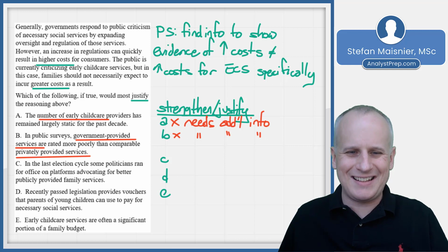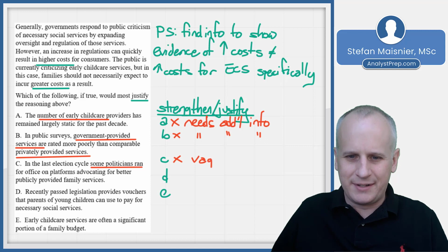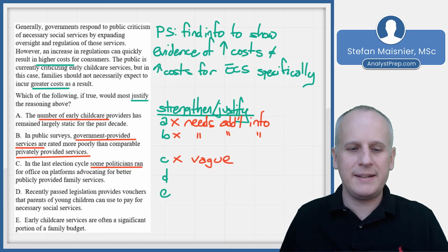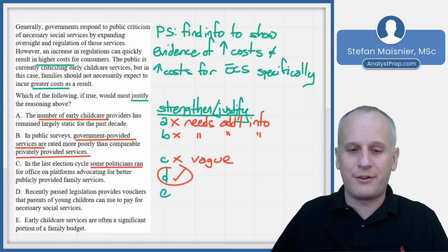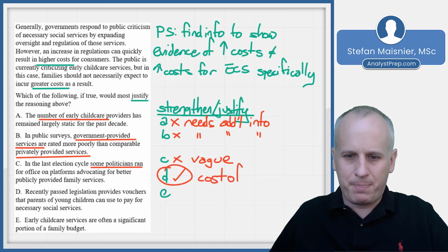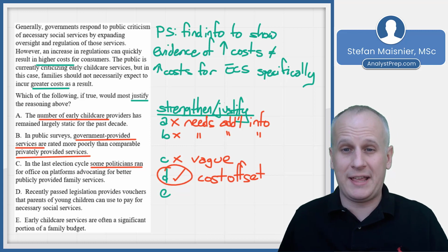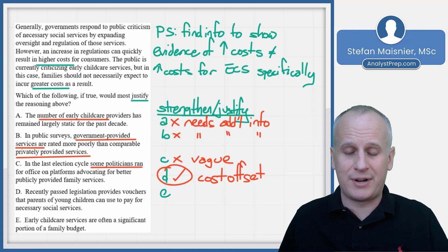Then we've got, in the last election cycle, some politicians. Oh, that's wonderful. So once again, we've got a delightful vague qualifier. Now, recently passed legislation provides vouchers that parents of young children can use to pay for necessary social services. And if we are focusing specifically on the cost, this provides our cost offset. We're not going to come up with vouchers in our head and be like, ooh, clearly it's vouchers. But once we're focused on the cost as the evidence, we might be a little bit more prepared to recognize when the costs are being addressed in a choice.